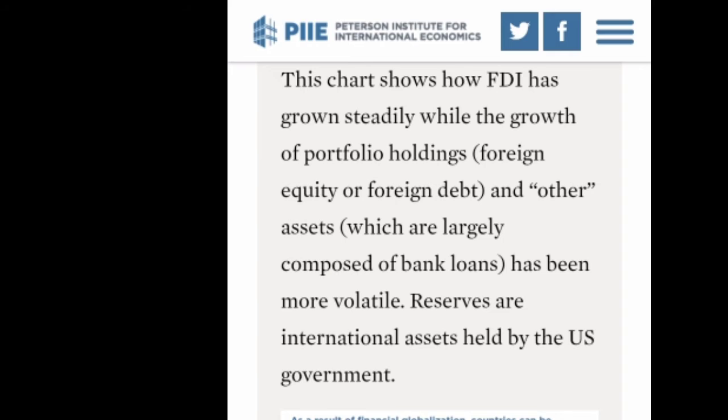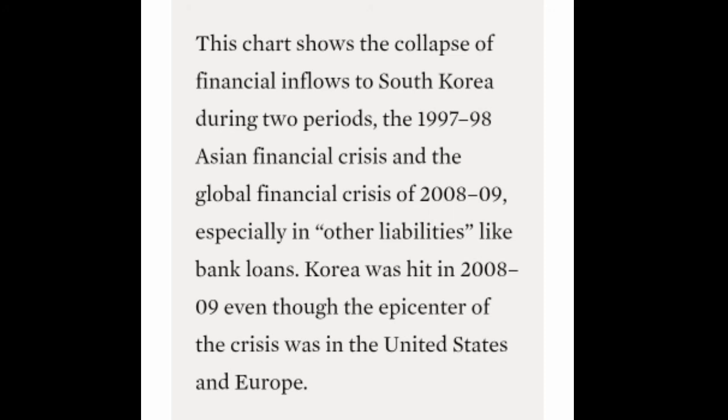This chart shows how FDI has grown steadily while the growth of portfolio holdings, foreign equity or foreign debt, and other assets, which are largely composed of bank loans, has been more volatile. Reserves are international assets held by the U.S. government. This chart shows the collapse of financial inflows to South Korea during two periods, the 1997 to 1998 Asian financial crisis and the global financial crisis of 2008 to 2009, especially in other liabilities like bank loans. Korea was hit in 2008 to 2009, even though the epicenter of the crisis was in the United States and Europe.